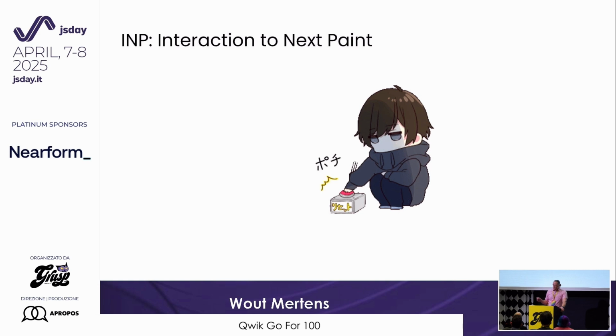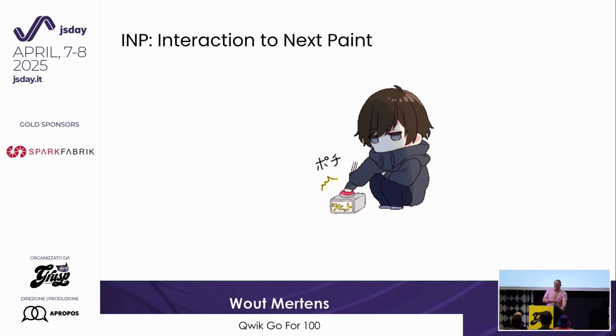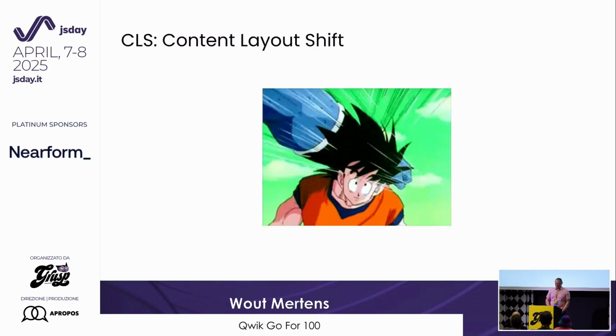Then we have the interaction to next paint. When you click something, you want to see something change on the page. And Google keeps track of that all the time. So it's not just the first one. As long as you're using the application, it's like tracking, oh, he pressed the key, oh, 27 milliseconds later it's there. So it's keeping track of that. And if that's bad, then the user starts clicking because nothing happens.